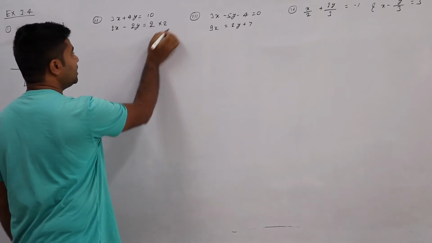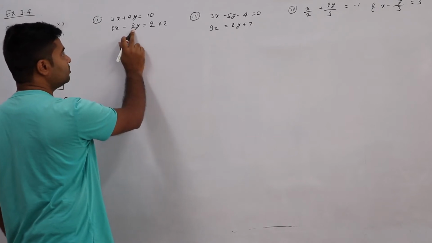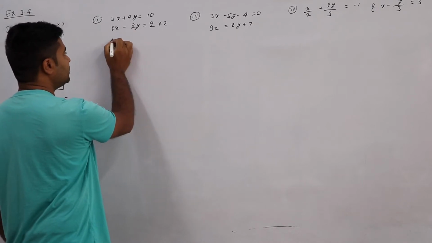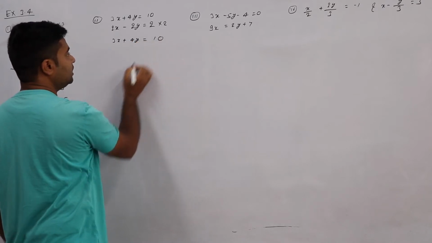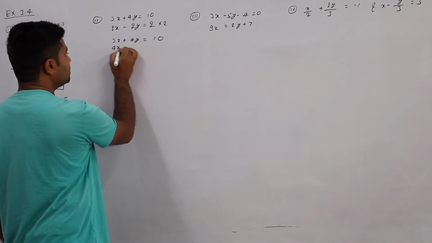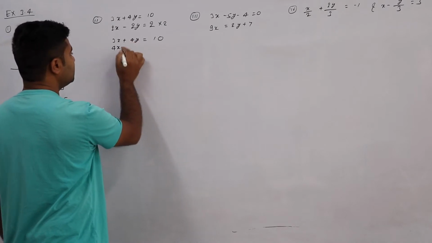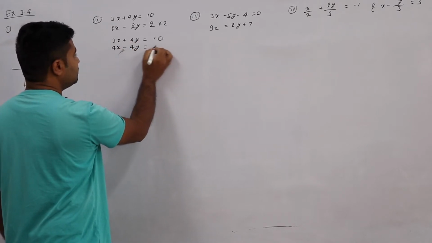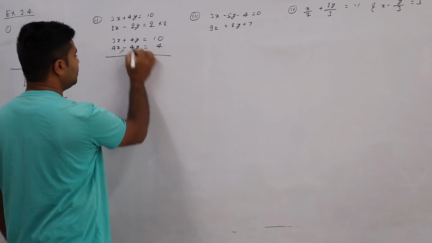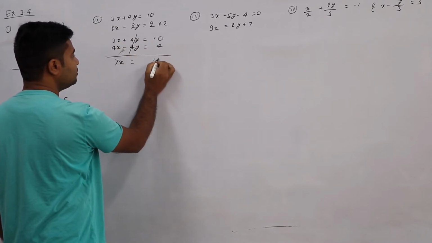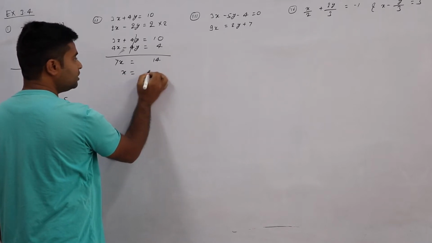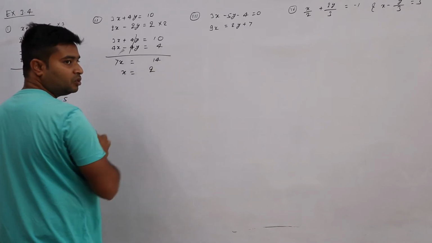See, in this one you can multiply by 2. So this 2 becomes 4. So the first one is 3x plus 4y is equal to 10 and 4x minus 4y is equal to 4. Now again they cancel. So 3 plus 4, 7x. 7x is equal to 14. So x is equal to 14 by 7, which is 2.